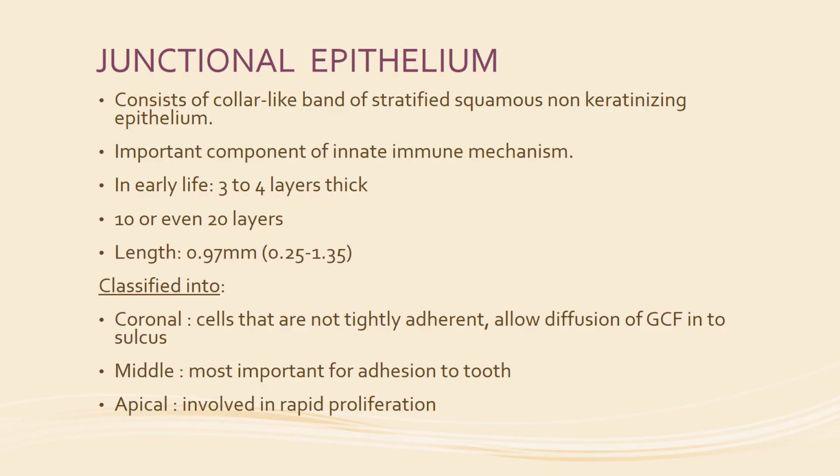They are classified into coronal cells that are tightly adherent and allow diffusion of the gingival crevicular fluid into the sulcus. Then the middle cells, which are the most important for adhesion to the tooth, and then the apical cells, which are involved in rapid proliferation.